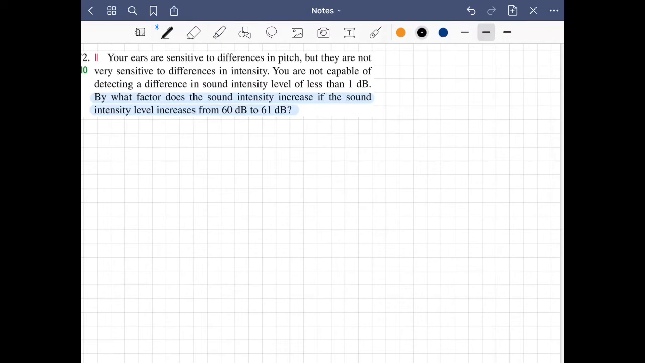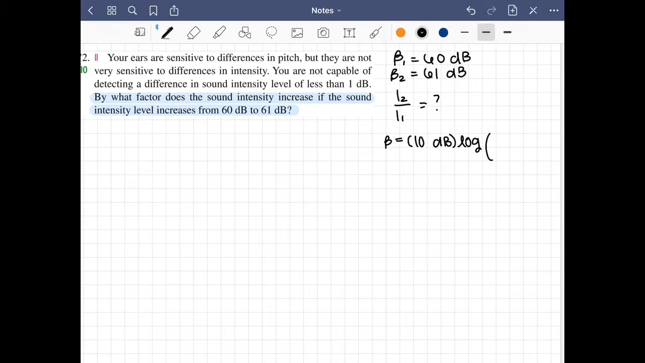So this is telling us that the sound intensity level beta is equal to 60 decibels, and then it goes to 61 decibels. The factor by which it increases is going to be equal to the second intensity divided by the first intensity, and that's what we're trying to find. The equation for sound intensity level is beta is equal to 10 decibels times log of the intensity divided by the threshold intensity.